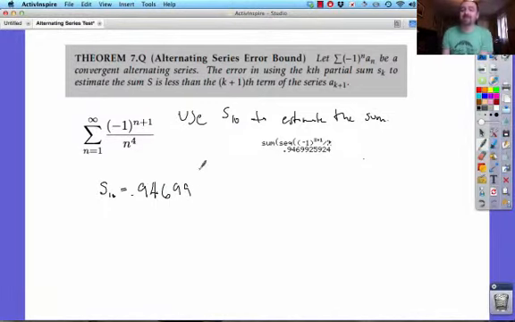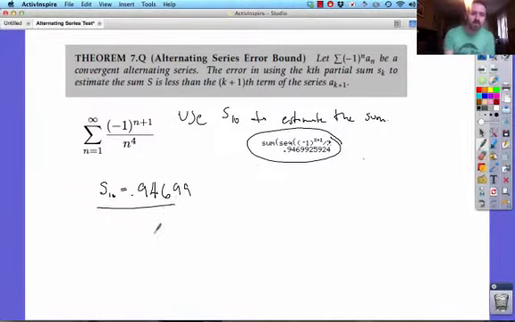To be clear, this is not a skill I need you to have, being able to use the calculator to sum up 10 terms. Now, if I gave you a problem like this, you could actually do it in the calculator and add point by point up to the first 10 terms. But that's not a skill necessarily that I need you to have. So don't worry about that. This is to illustrate how this theorem is used.